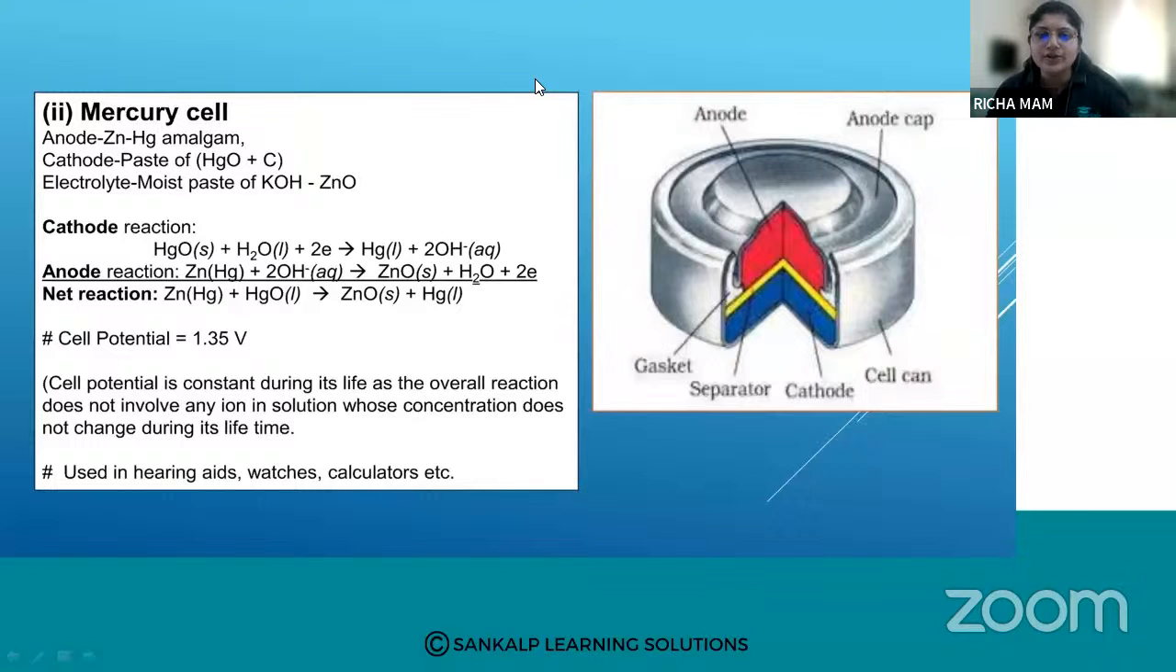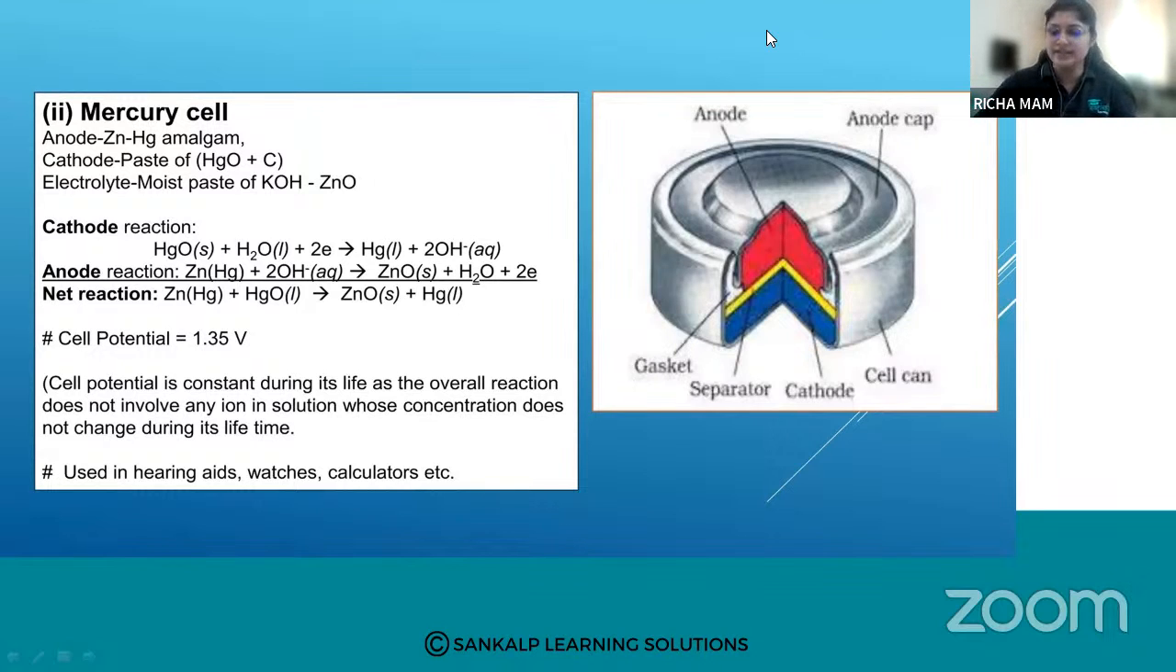In your small wrist watches, not the clock watches, in the watch you wear on your wrist, and then in calculators, simple calculators and scientific calculators, you use this type of cell. This type of cell is called a mercury cell. So you can see how it is inside the cell.